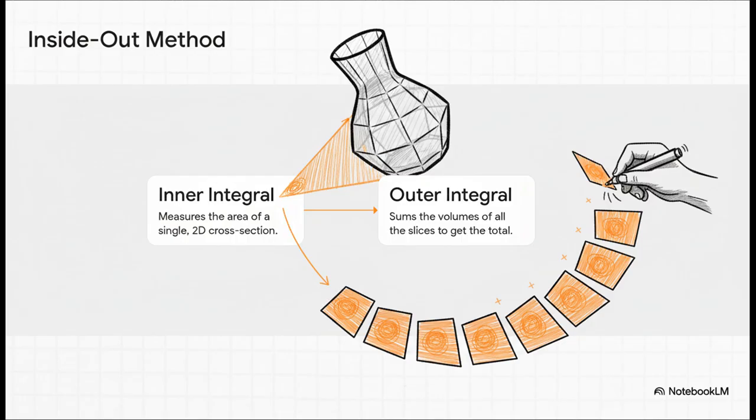It uses this really clever inside-out method. First up, the inner integral. Think of it like a laser that scans and calculates the area of one single paper-thin slice of our shape. Then the outer integral takes that 2D area and just sweeps it across the entire base, adding up the tiny volume of every single one of those slices to give us the grand total. It's a brilliant strategy, really. You turn one hard 3D problem into a whole bunch of much easier 2D problems.